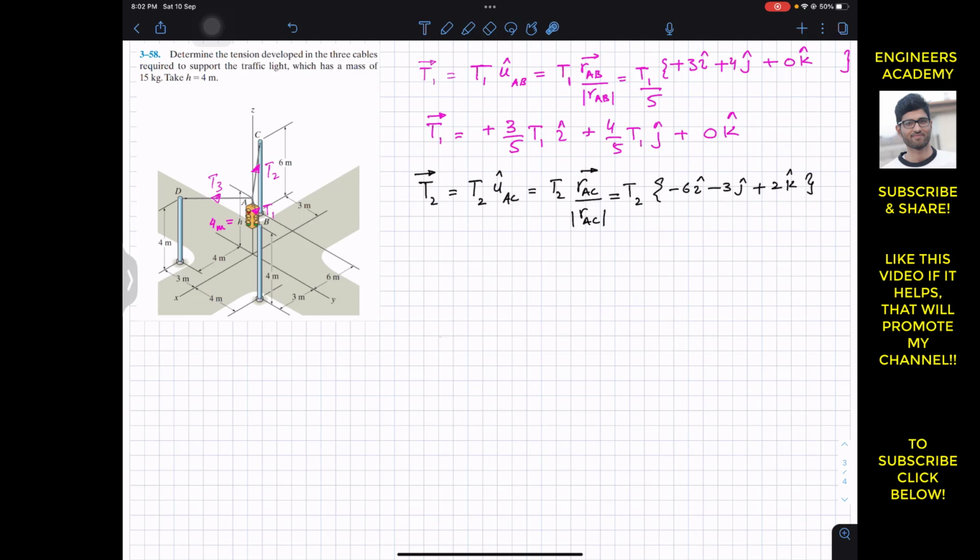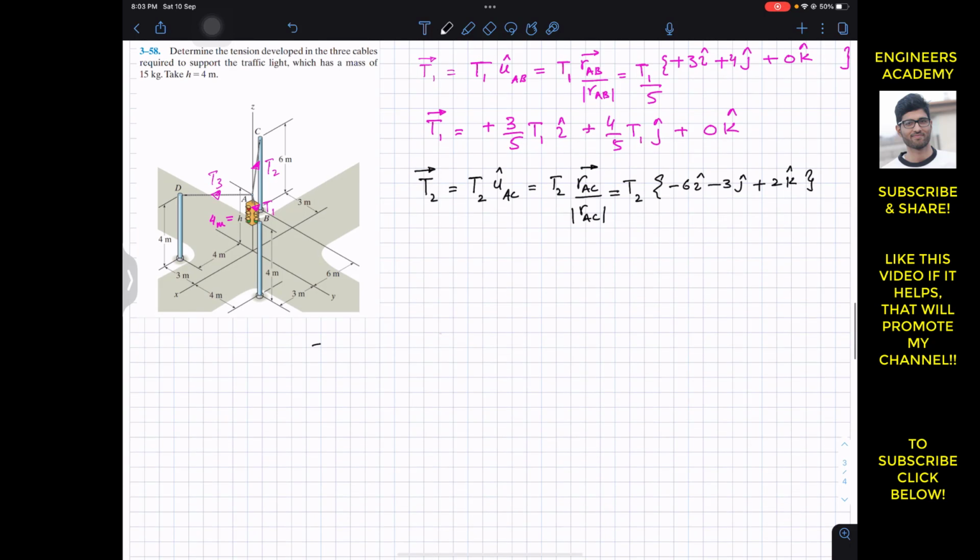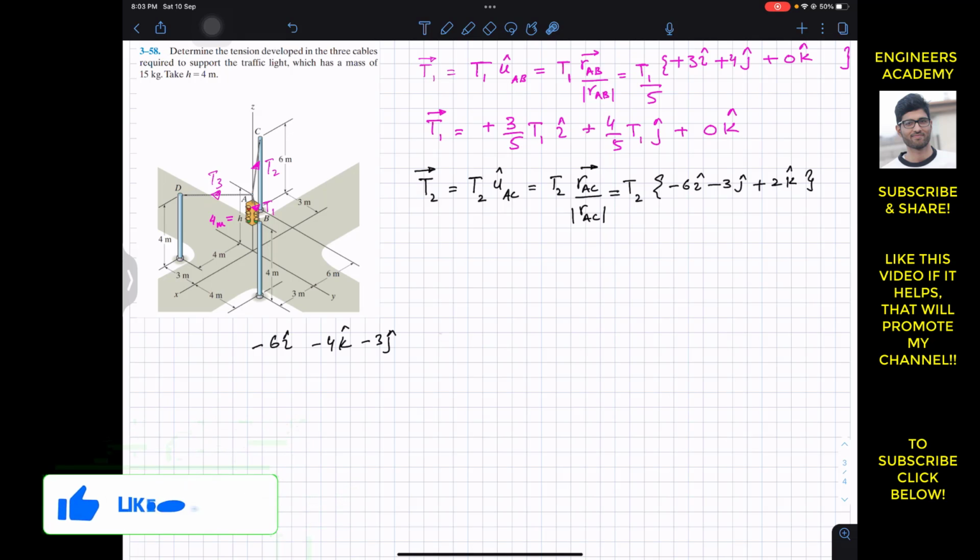So if I repeat that method, along first from A we need to travel minus 4 meters in the negative k, that is in the downward direction. So let me write minus 4k. Then we need to travel this distance. So this distance is in the negative x, 6 meters in the negative i. So I will write minus 6i. And then from here we need to travel this distance. This distance is 3 meters. This is in the negative j. So I will write minus 3j. And we will reach here. So from here we need to travel this distance 6 meters in the positive k. So I will write plus 6k.